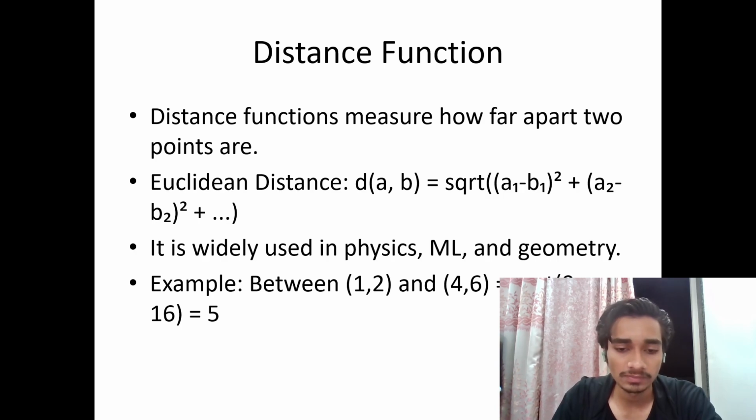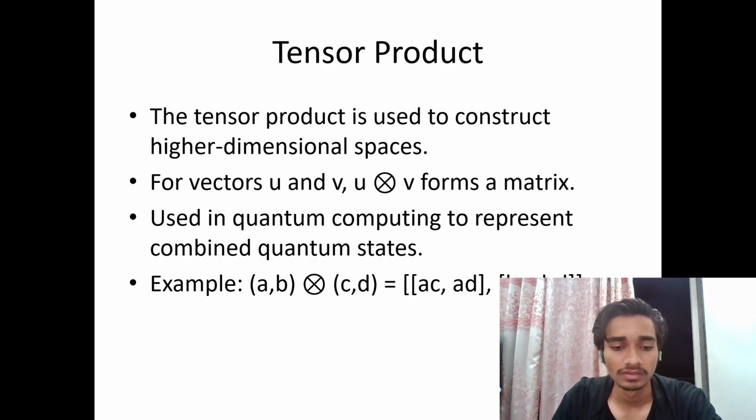For instance, the distance between the points (1, 2) and (4, 6) is the square root of (4 minus 1) whole square plus (6 minus 2) whole square, which is equal to 9 plus 16, which is root 25, which is equal to 5. This is useful where we have to measure how similar or different two vectors or data points are.